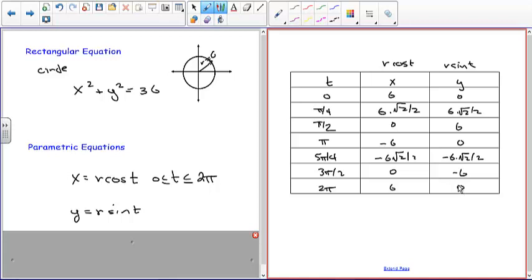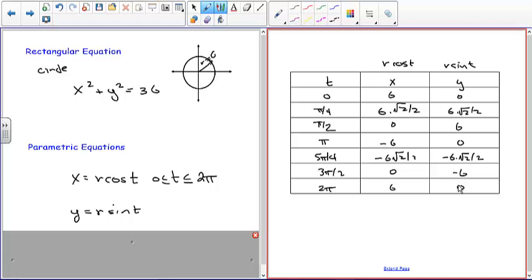So all I've done is I've taken the sine and cosine of these various values of multiples of pi. So the cosine of 0 is 1. So you take 1 times 6. The radius is 6. So you get 6. And at pi over 4, the cosine is square root of 2 over 2, so you multiply 6 times the square root of 2 over 2. Cosine of pi over 2 is 0, so 0 times 6 is 0. And you can see what I'm doing.